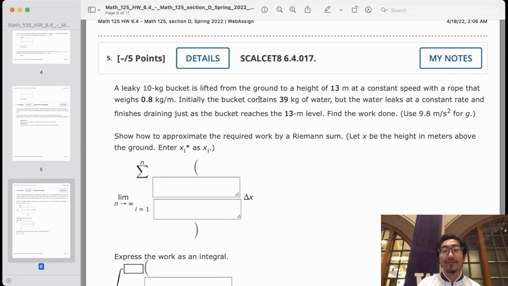Initially, the bucket contains 39 kg of water, but the water is leaking out, and it finishes draining just as the bucket reaches the 13 meter level. So by the time it reaches 13 meters high, there's no water in the bucket.